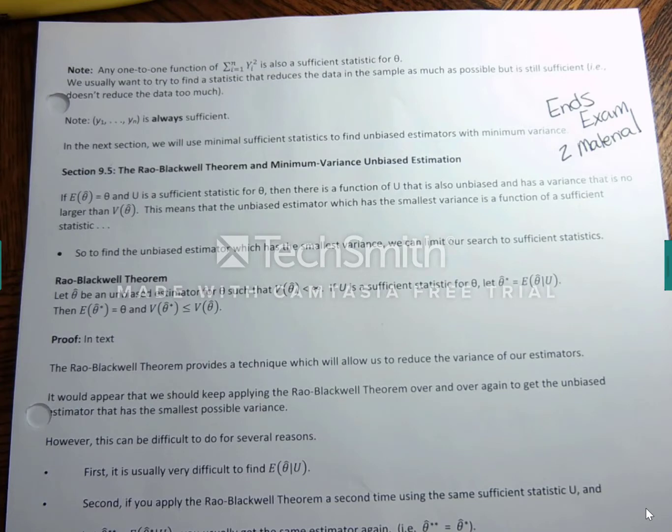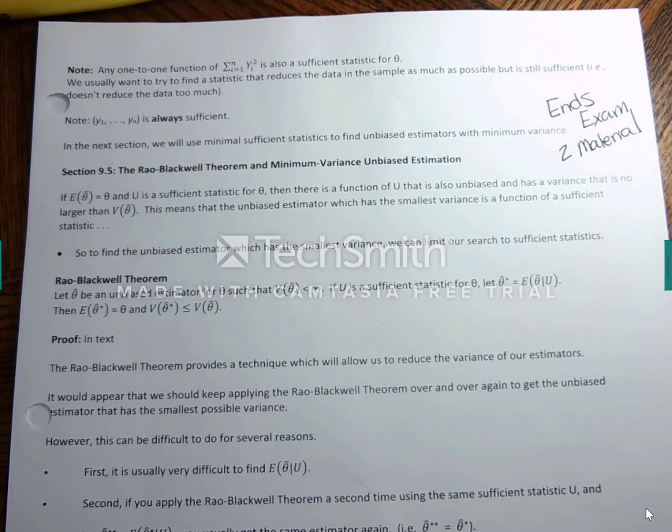of a sufficient statistic. So if you'll remember, sufficiency tells us that we're not losing any information about the parameter that we're trying to estimate. So what this is essentially doing for us is giving us a way that we can find an unbiased estimator that has minimum variance. To find that unbiased estimator, which has the smallest variance, we can limit our search to sufficient statistics. And we've already seen how to show that a statistic is sufficient. So this is giving us a way to find these estimators.